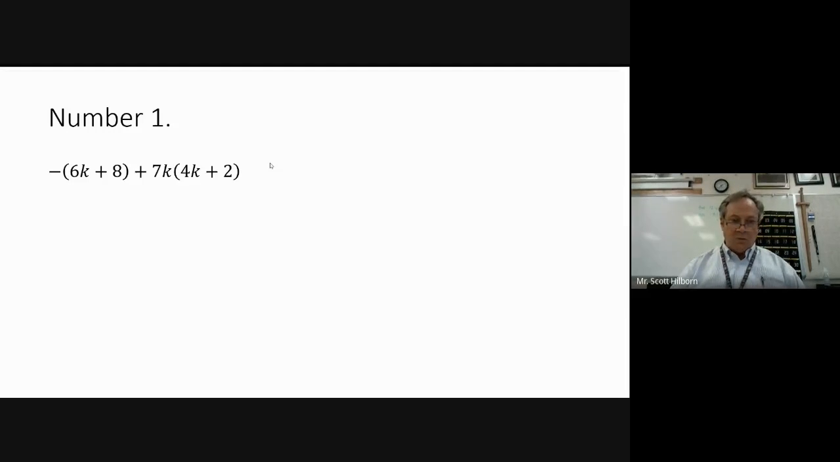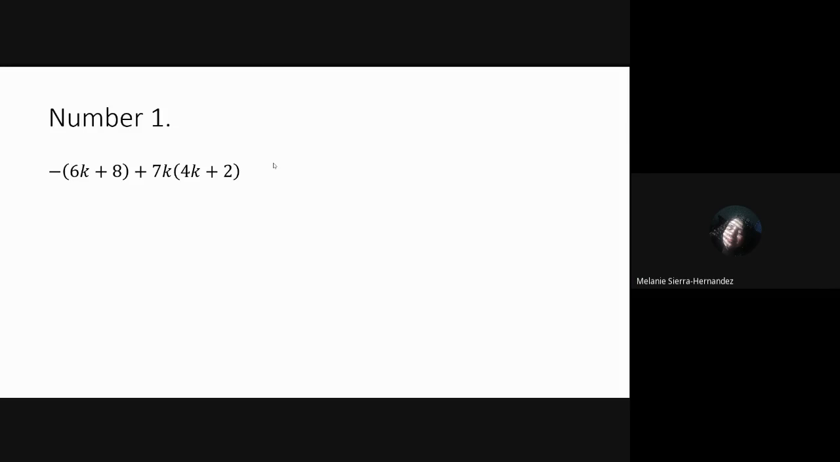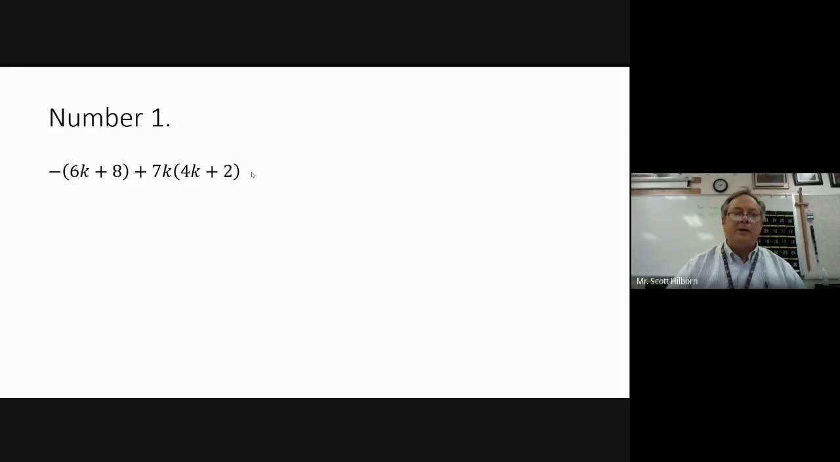All right, so here's number one. Now, while some of y'all are copying that down, I'm going to add a few things here. First of all, notice that this is not an equation. Can someone please tell me why it is not an equation? There's no equal sign. Exactly. This is what we call an expression, and what we're trying to do is simplify it.